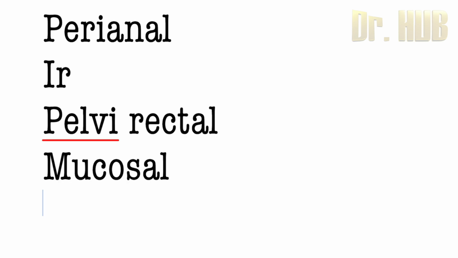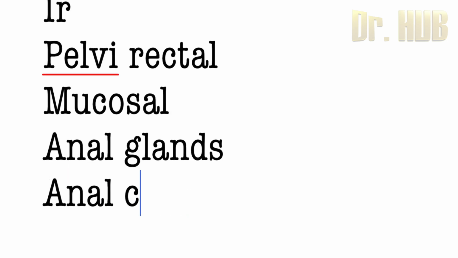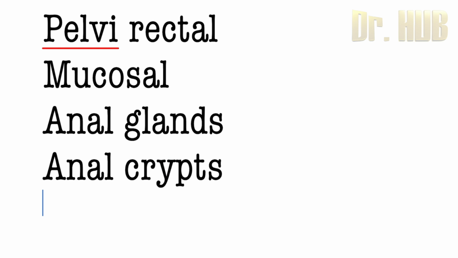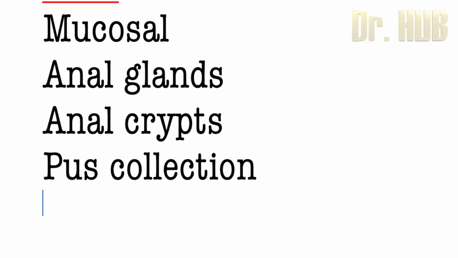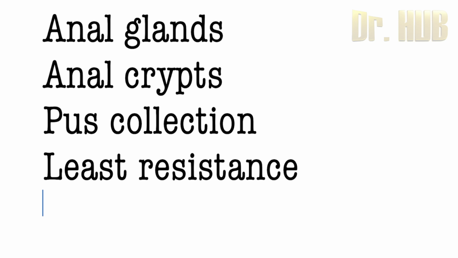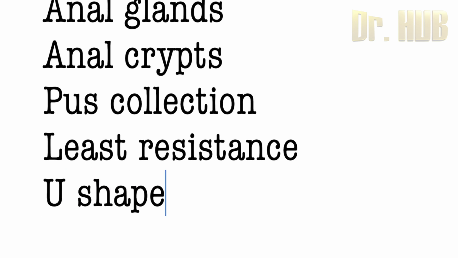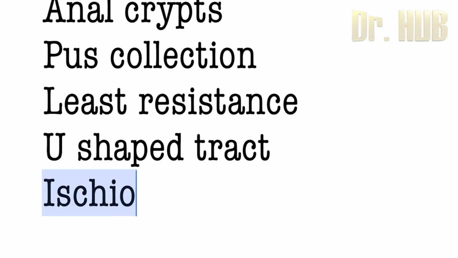Now the formation of the anorectal abscess: the infection enters the anal glands via the anal crypts. Next, the infection leads to pus collection. In the perianal region, the pus follows a path of least resistance, and the U-shaped tract in the ischiorectal fossa, which is present in the ischiorectal fossa, forms the ischiorectal abscess.